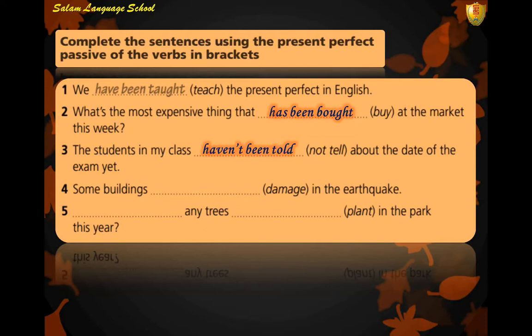Number 4: Some buildings (damage) in the earthquake. It will be: some buildings have been damaged in the earthquake. And number 5, it's a question: (any) trees (plant) in the park this year. So the answer here: have any trees been planted in the park this year?